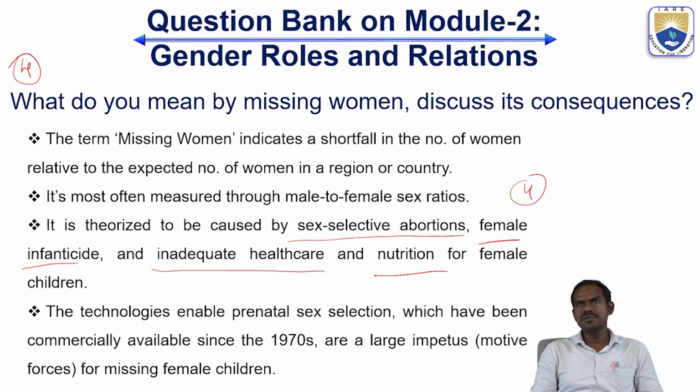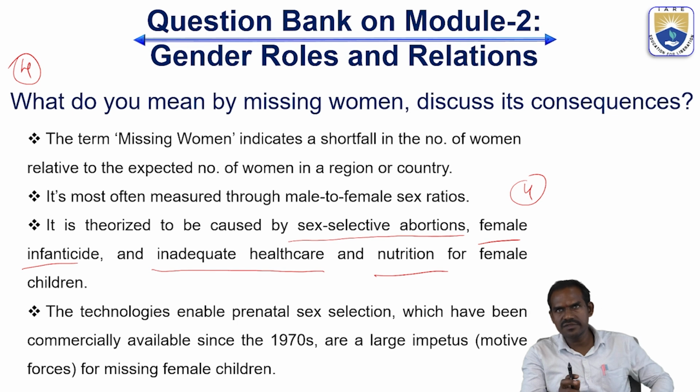The technologies enable prenatal sex selection, meaning before birth. There are certain technologies which can predict whether there is a baby boy or a baby girl in the womb of the mother. Those are called prenatal sex selection. If they like a girl, then they will keep it. If they don't like a girl, then they will abort it. So that is the consequence of prenatal sex selection. And obviously, it is the consequence of missing women, which have been commercially available since the 1970s.